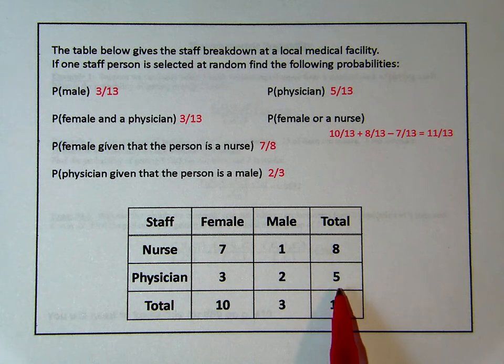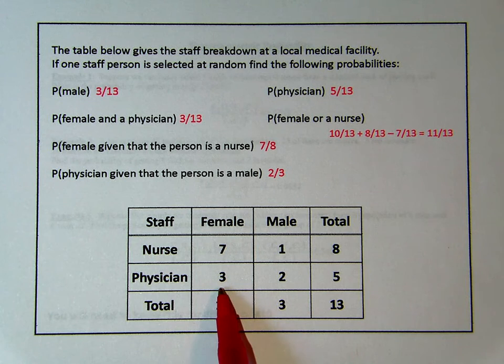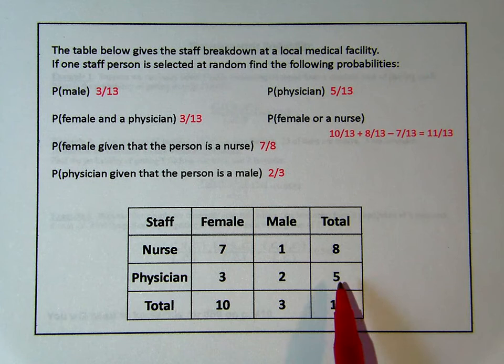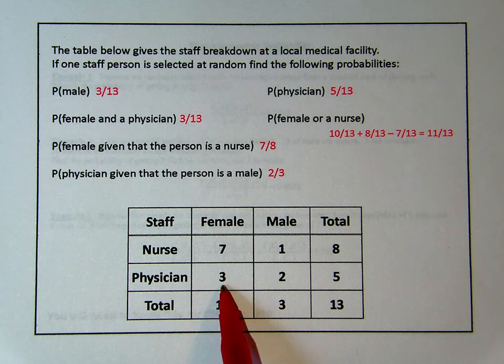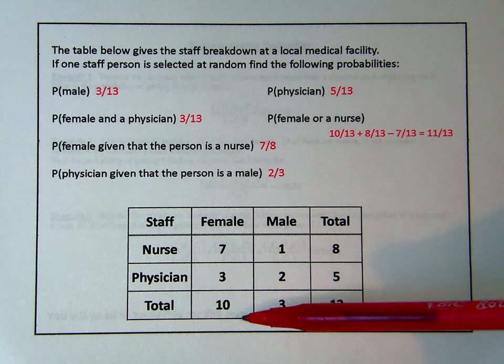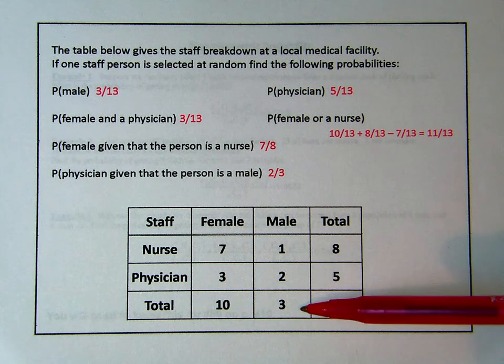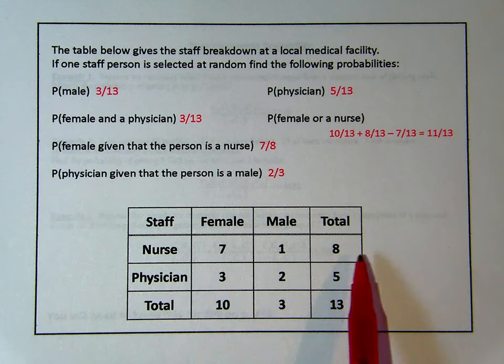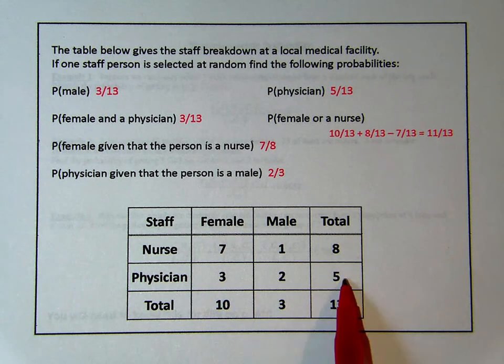There are a total of 5 physicians, 3 of whom are female, 2 are male. So if you add down this way, the 7 plus the 3 is a 10, the 1 plus the 2 is the 3, 7 plus 1 is 8, 3 plus 2 is 5, and then the 10 plus 3 and the 8 plus 5 give us the 13.